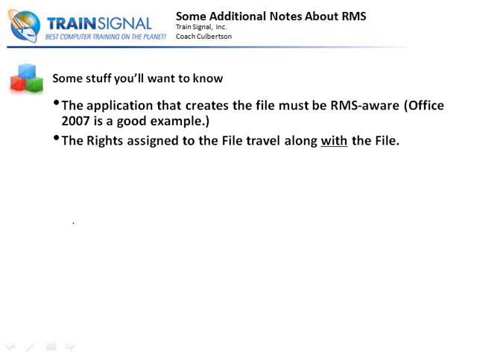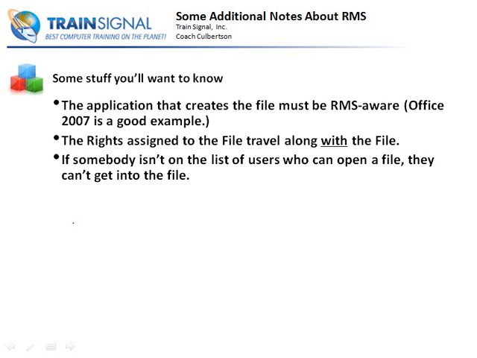Now, the rights that are assigned to the file travel along with the file, even though we do have information about that file in the SQL database and on the RMS server, which means that access to the RMS server and the SQL box is going to be required. If somebody isn't on the list of users who can open a file or print a file, they can't do it. They can't open the file, so we have to be very specific about making sure that the right user gets the right access to the file. And that's going to be a responsibility that's on the author, not on the system administrator. Remember, when we're working with folders on the servers, that's probably going to be our responsibility in terms of setting up permissions and whatnot.